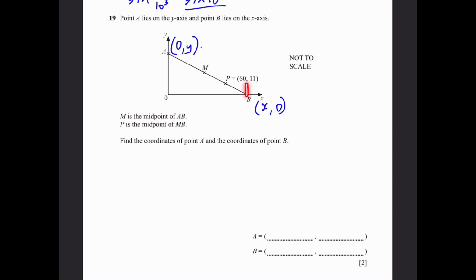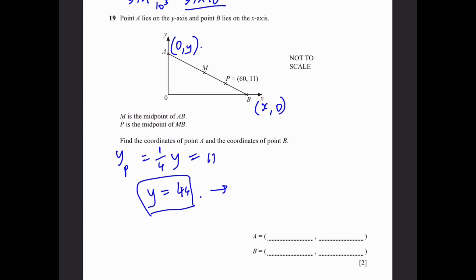So the y-coordinate of P, which is 11, will be 1/4 of the y-coordinate of A. So y of P will be 1/4 of y of A, which we have written as y. And that'll be 11. So y will be 44. This means that the coordinates of A will be 0, 44. So we've got A down.